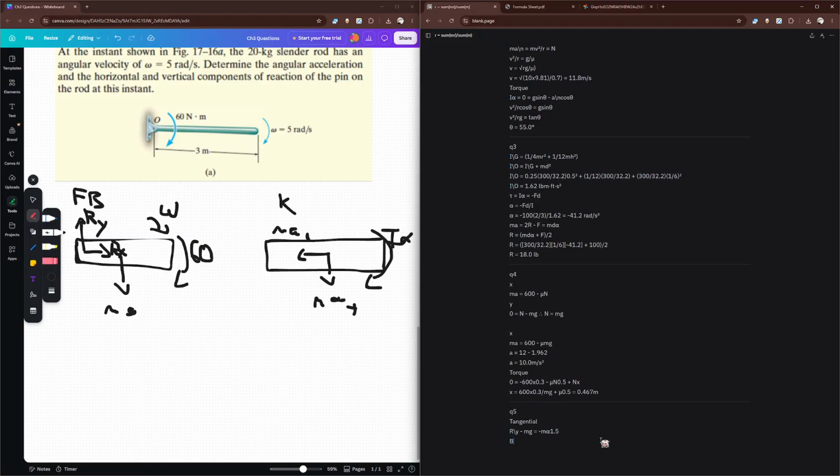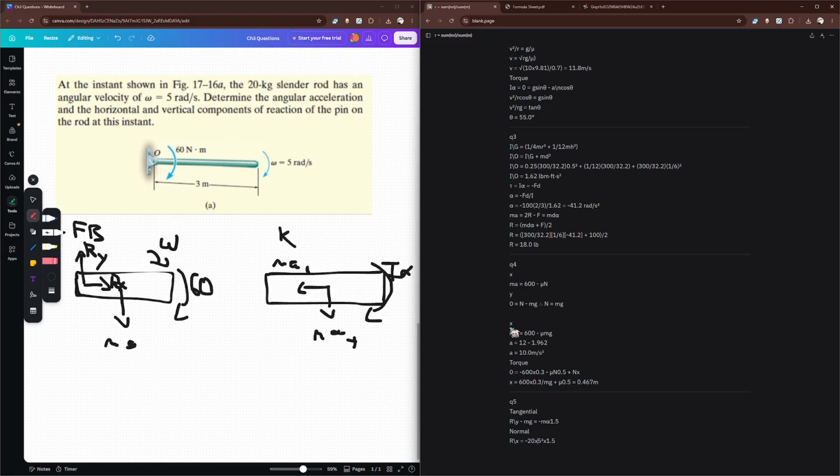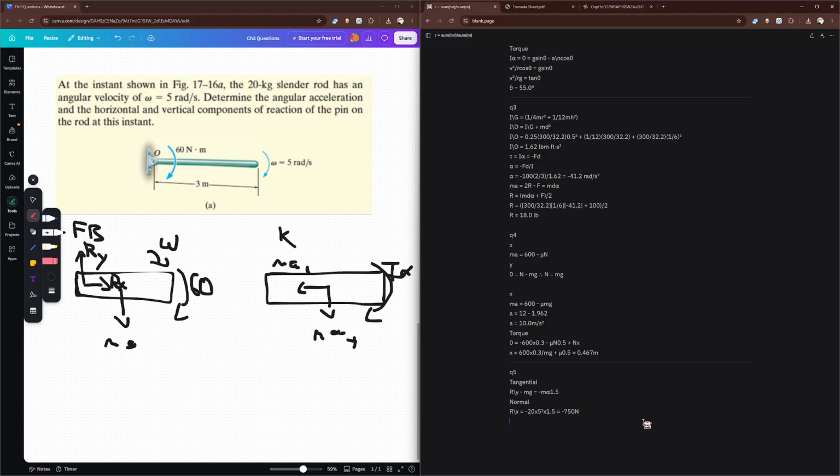And then now we look at the sum in the normal. We have that Rx is equal to negative m a_n. And we know that a_n is omega squared R. So omega squared, 5 squared, and then R, 1.5, right? And we know what the mass is, so we can solve for Rx. The mass is 20, so negative 20 times 25 times 1.5, and that gives you an answer of Rx equal to negative 750 newtons, right? And that's our Rx.